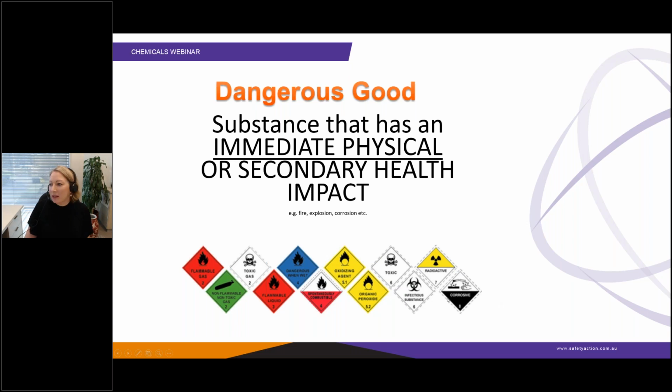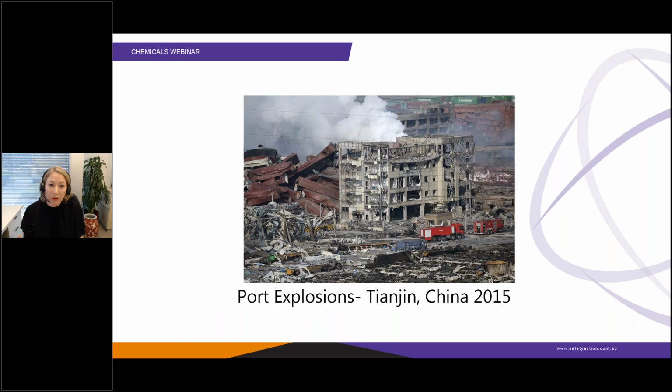Other common ones are corrosives, Class 8 dangerous goods, which are ones that could corrode metal if they come in contact with it, or they can also corrode your skin. Dangerous goods are commonly recognized by these dangerous goods diamonds that you see on the screen. Like I mentioned, the most important thing for managing dangerous goods is correct storage.